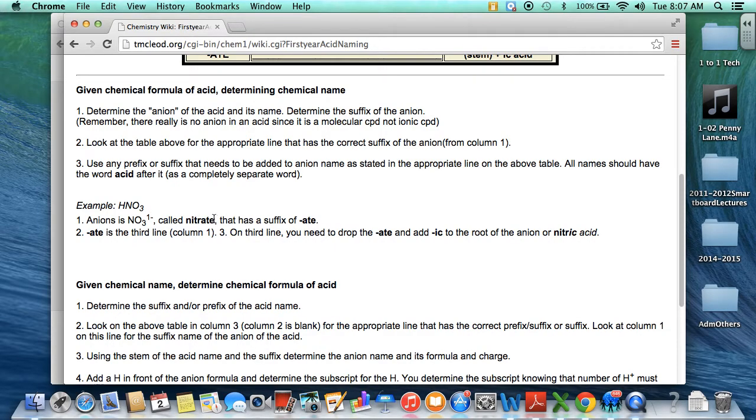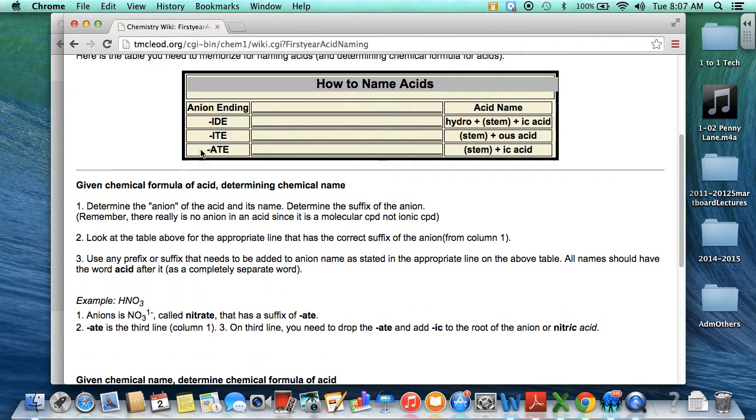Its name is nitrate. It has a suffix of ATE, which means up here, if the anion ends in ATE, then the acid name ends in ic acid. So you drop the ending ATE and add IC: nitric acid. How much do you drop? Most of that is by learned behavior. And if you can't say it really easily, it's usually not the case. So that's the name.